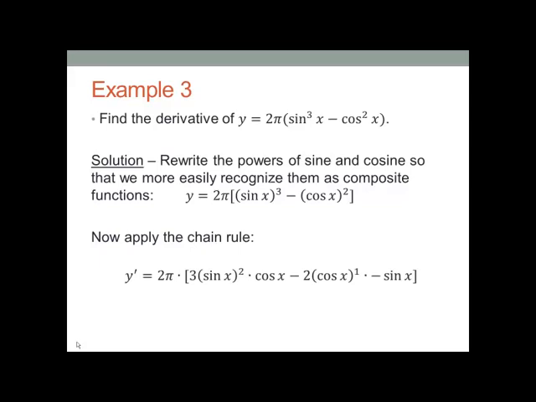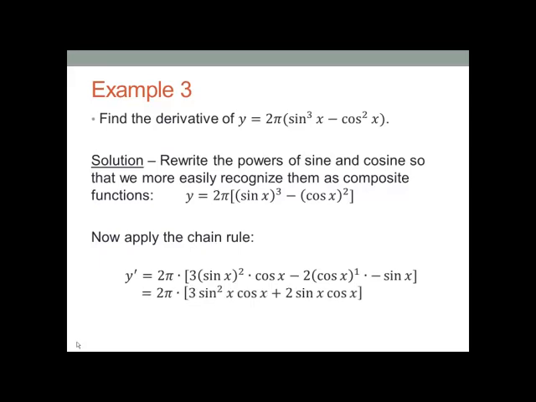The chain rule says the outside function times the derivative of the inside. In the first term, the outside function is the third power function, and the inside function is sine of x. So the derivative of the outside, 3 times the sine of x to the second power, times the derivative of the inside. The derivative of sine of x is cosine. Minus, in the second term, my outside function is the second power function, and my inside function is cosine. So the derivative of the outside is 2 times the cosine of x to the first power, times the derivative of the inside. The derivative of cosine is negative sine.